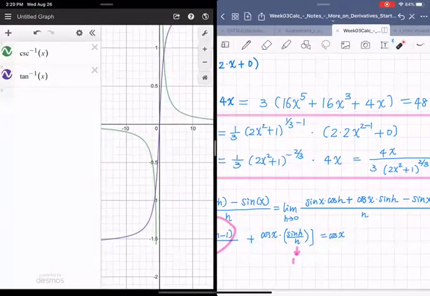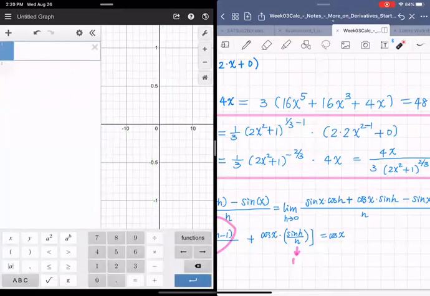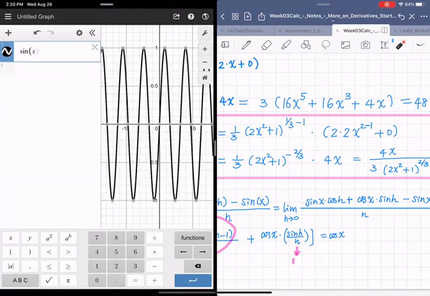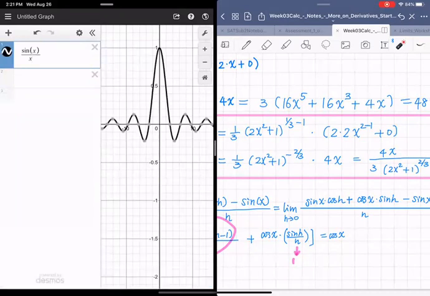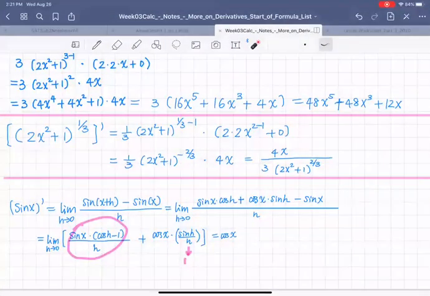In math, sometimes we do use a graph. So this is sine x divided by x. At 0, it is 1. Even at x equals 0, this is not defined, but the limit at 0 does exist. It equals 1. After we accept that fact, this goes to 1.